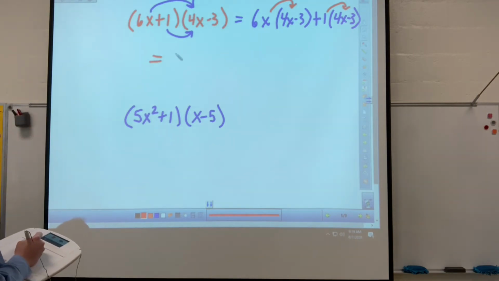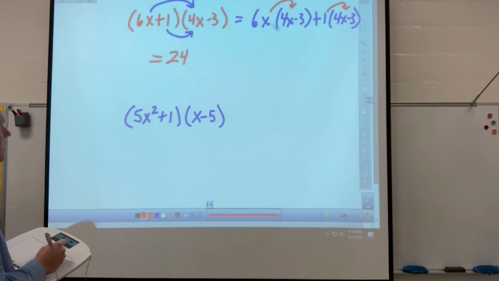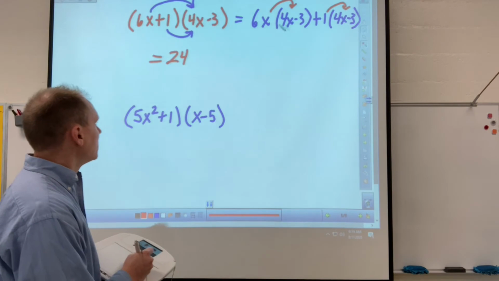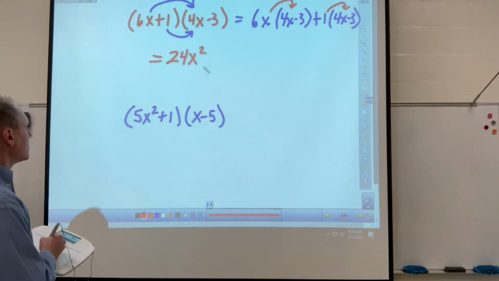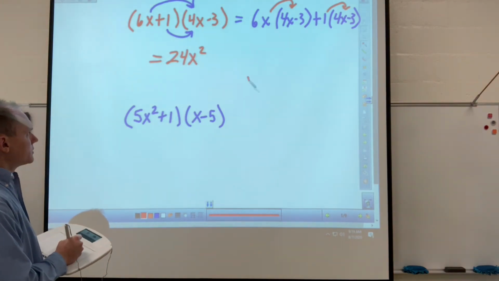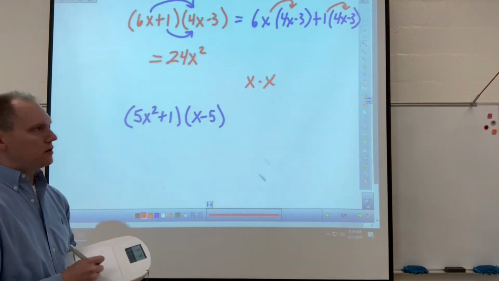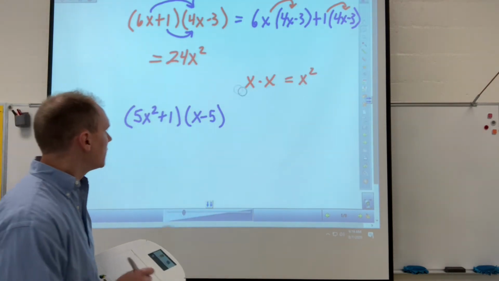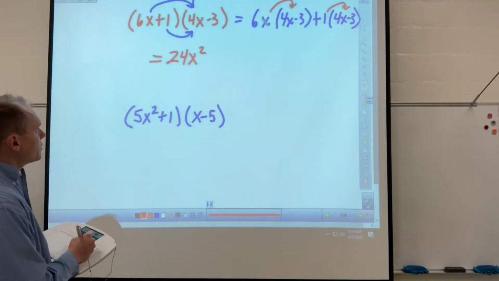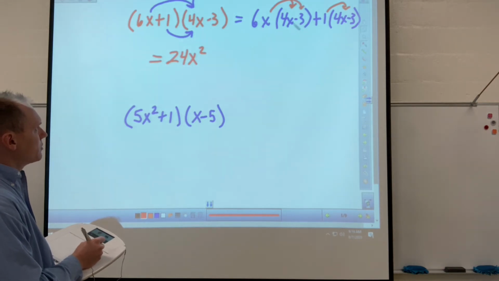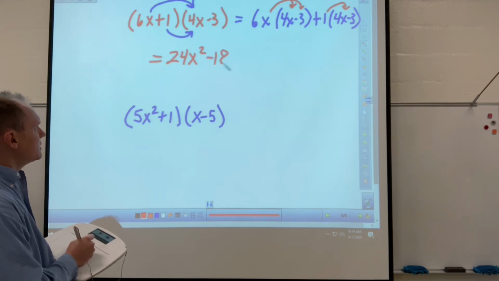Let's see, 6 times 4 is 24. And then here comes your exponent rules. X times x is x squared, because x times x, you have two x's there, right? That's the definition of x squared, okay? We also have to multiply the 6x times the negative 3. We're going to multiply 6x times both of these. So 6x times 4x is 24x squared. 6x times negative 3 is going to be negative 18x.